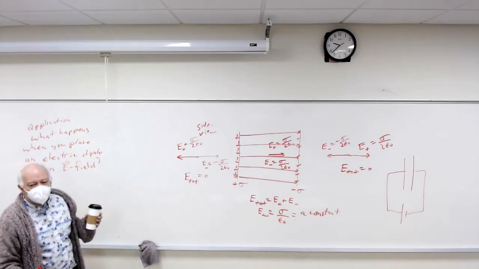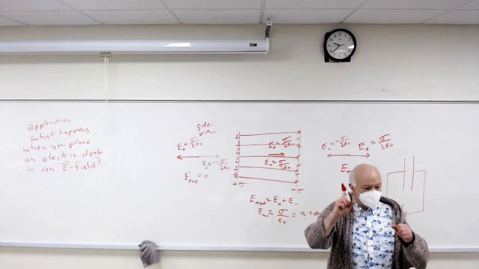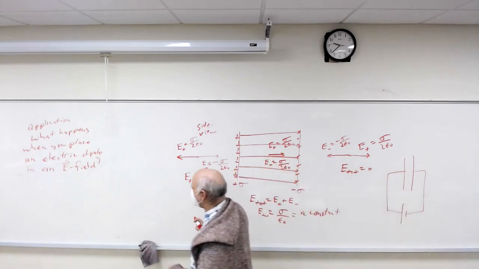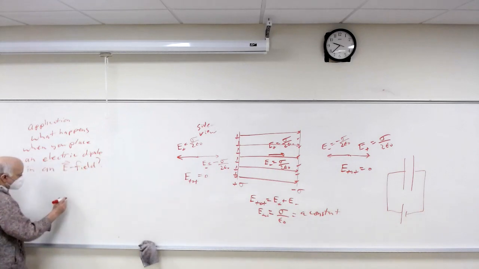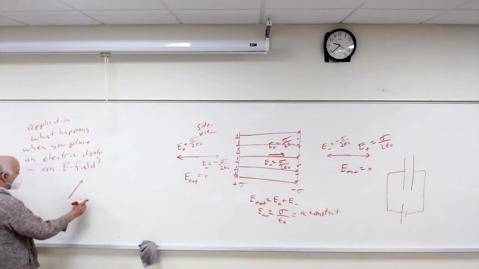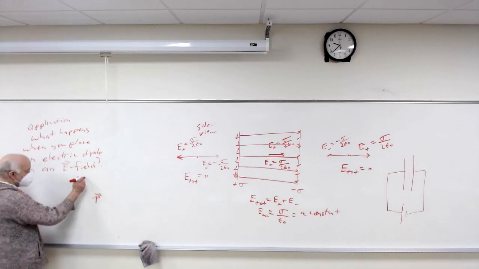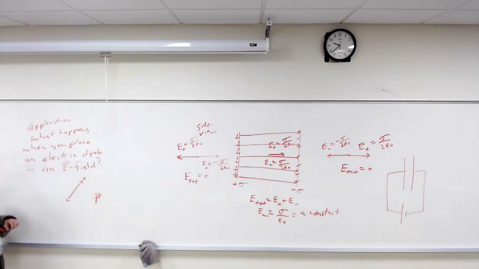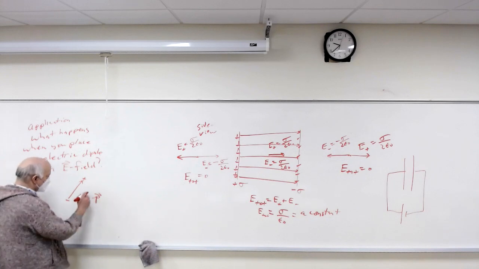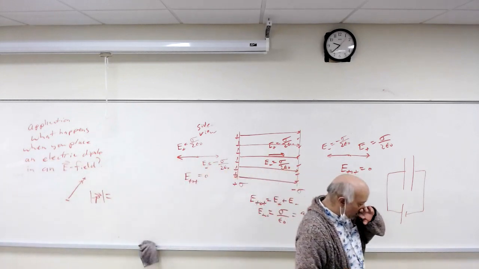What did we say an electric dipole is again? Two opposite charges, a positive charge and a negative charge like this. If I say this is P, which end is positive, which end is negative? The arrow end is positive. How do you define the magnitude of a dipole?